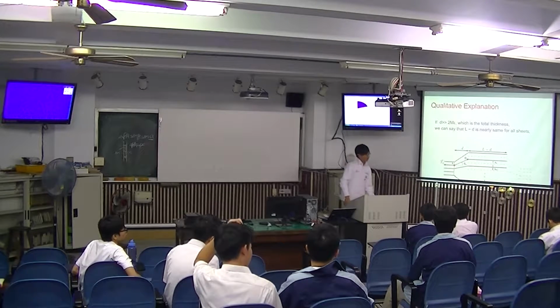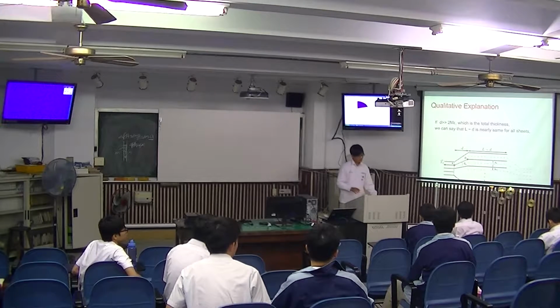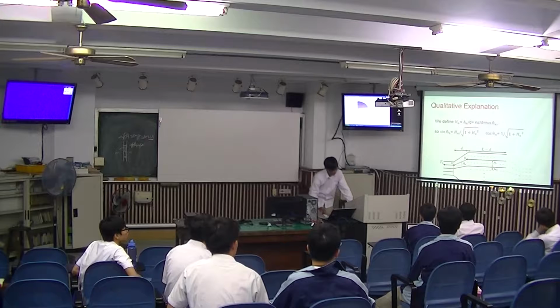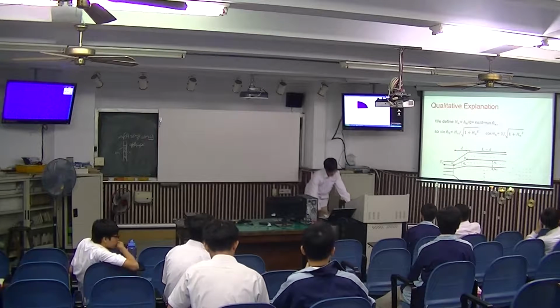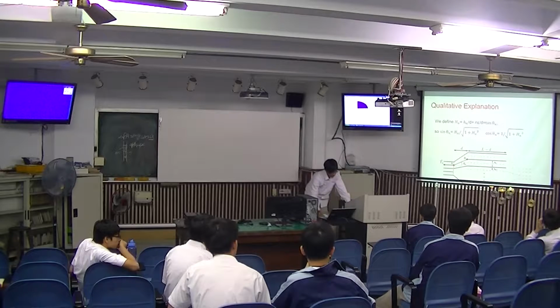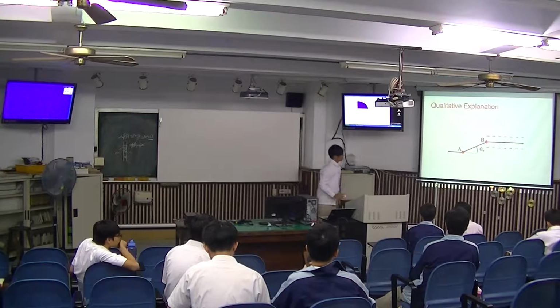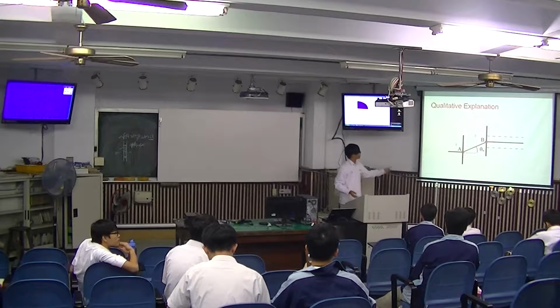So if D is much bigger than 2 times M times Hn, which means the total thickness, then L minus D is nearly the same for all sheets. Then we define big Hn equals the small hn divided by D, which equals the tangent of theta. So we can calculate sin theta and cosine theta. If we focus on one page, we can separate it into 3 parts.